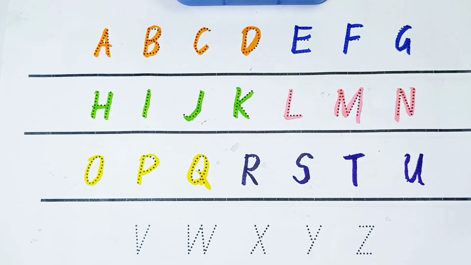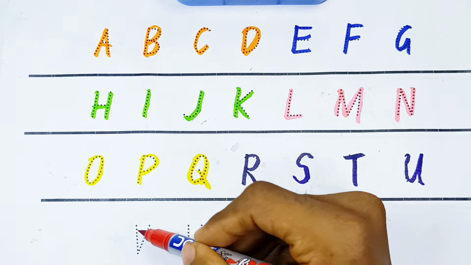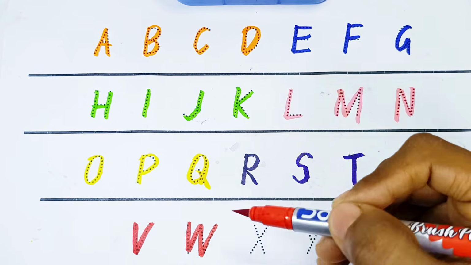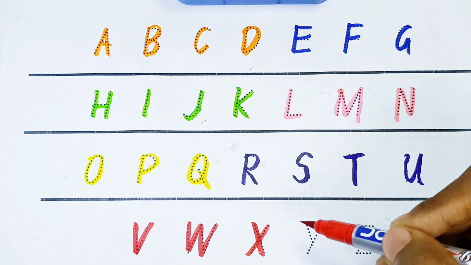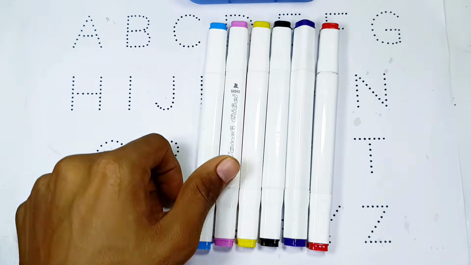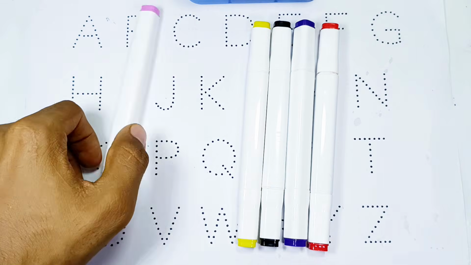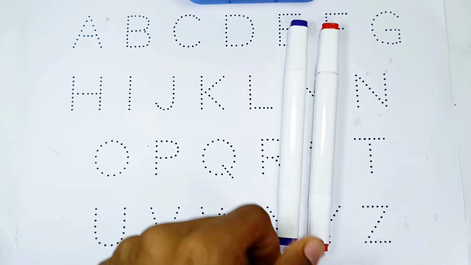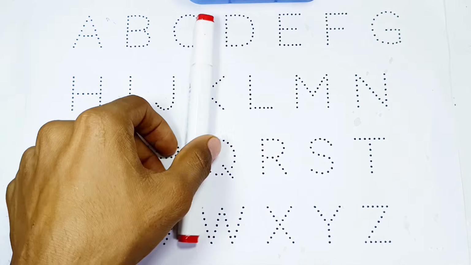Kids, now you draw V for van. W for wheel. X for telephone. Y for yo-yo. And Z for zebra. Green color, blue color, pink color, yellow color, black color, purple color, and red color.